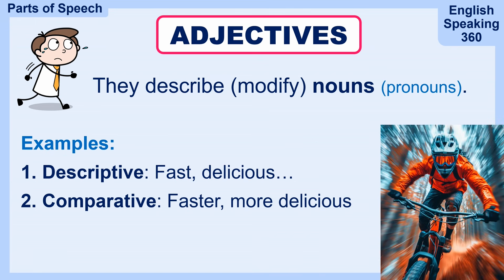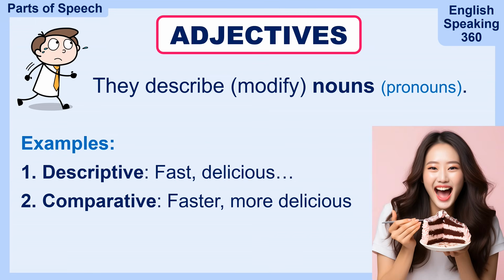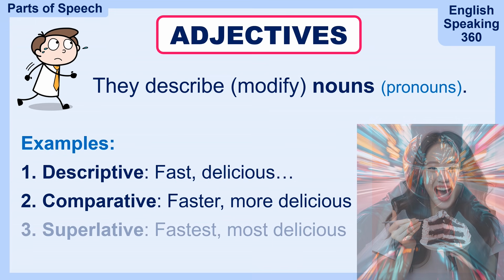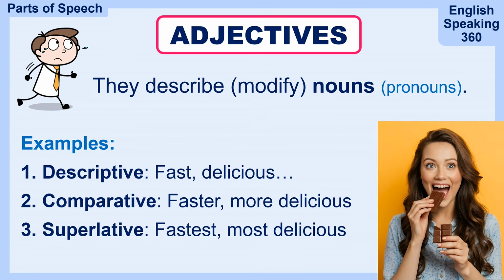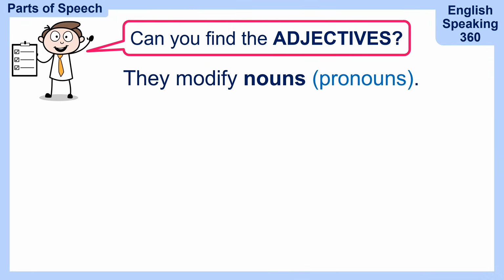We also have comparative adjectives, faster or more delicious. And finally, superlative adjectives, fastest and most delicious. The most delicious food is chocolate. Everyone knows that. Can you find the adjectives?